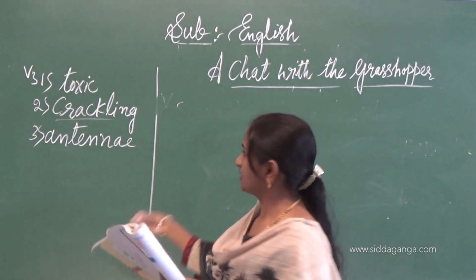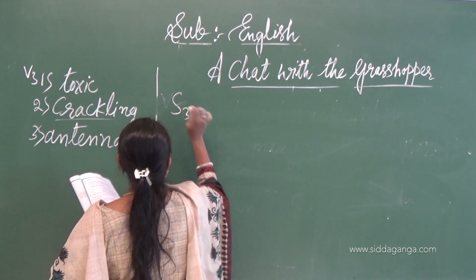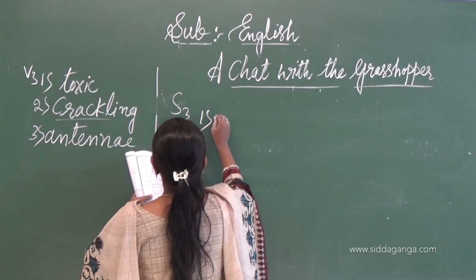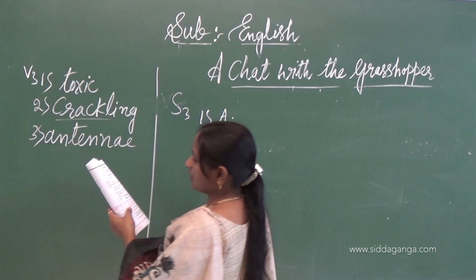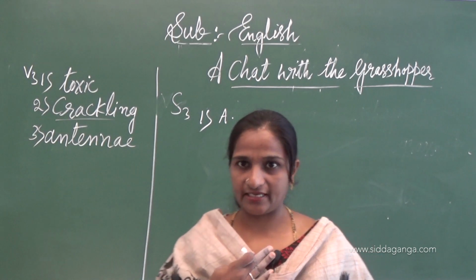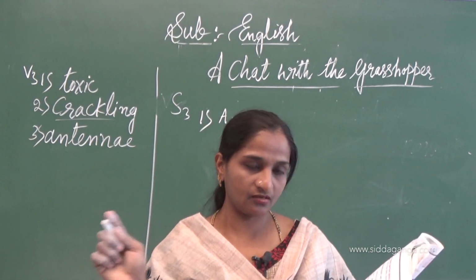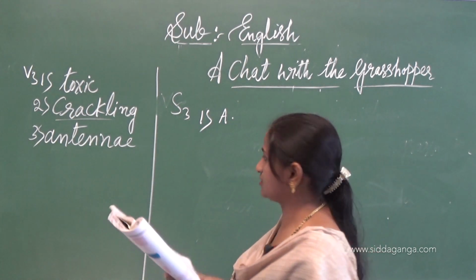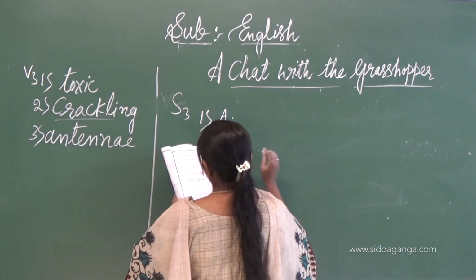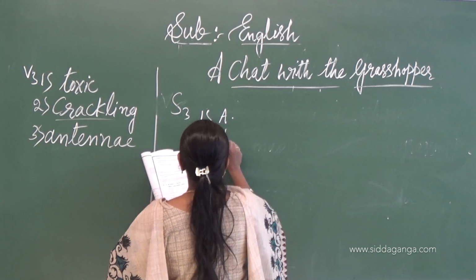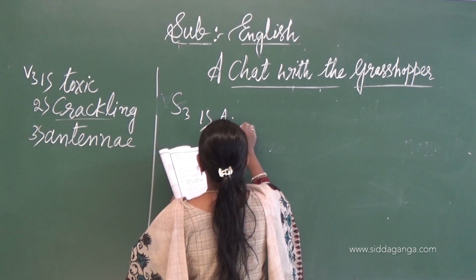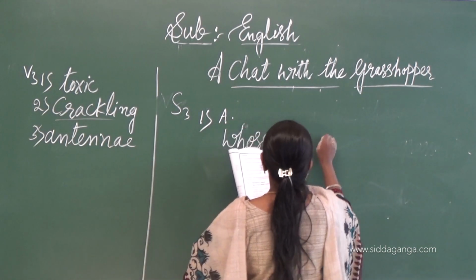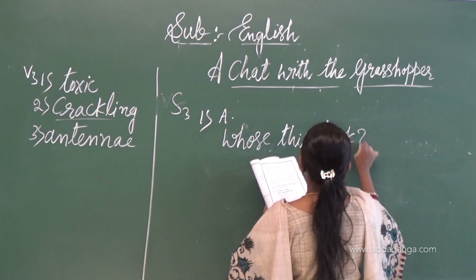S3, first one, A is given there. This book is mine. One sentence is given there. In the bracket, one word is given there, that is whose. Whose this book? Question mark we have to put.